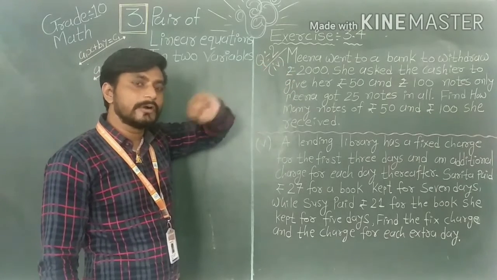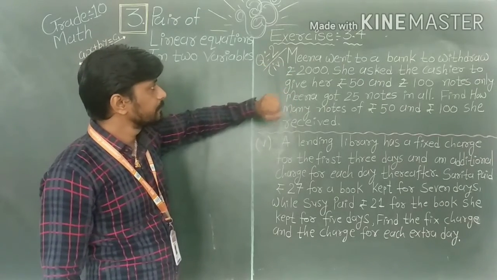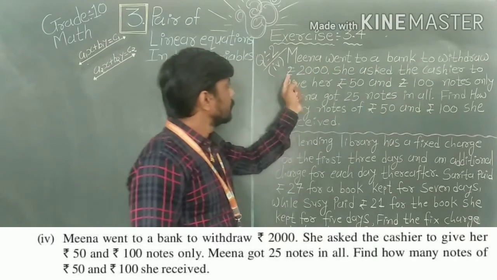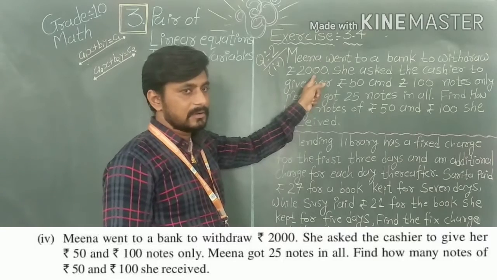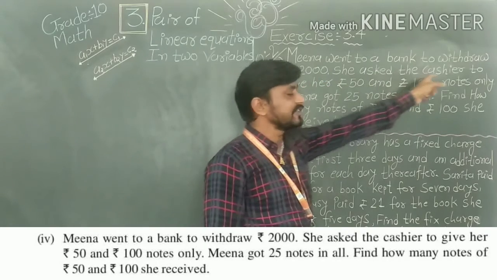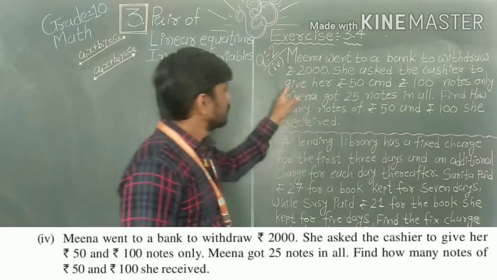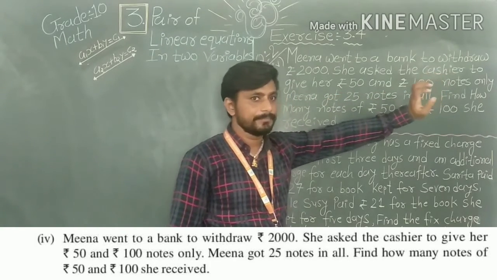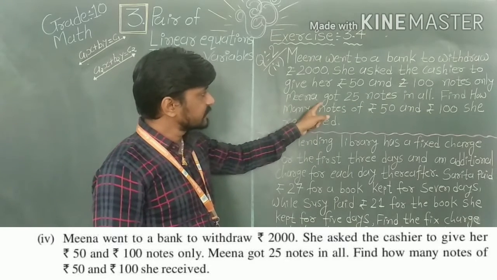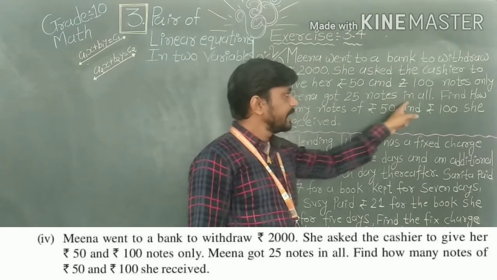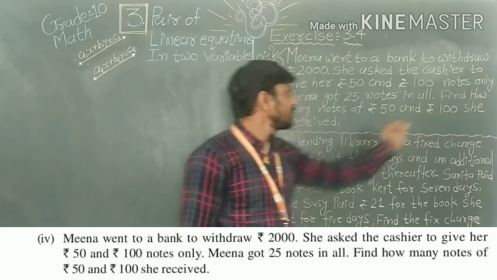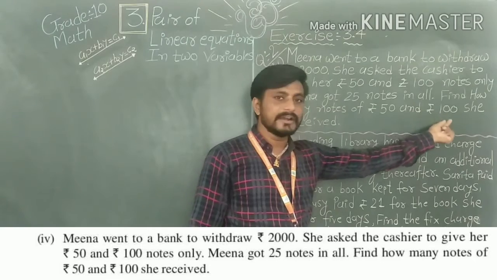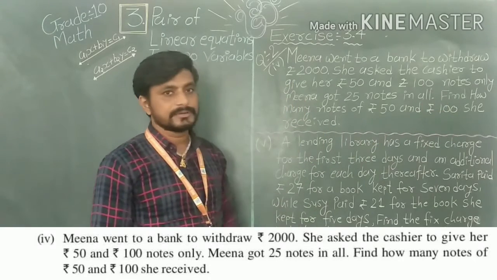Here we have two word problems. The first one is: Meena went to a bank to withdraw rupees 2000. She asked the cashier to give her rupees 50 and rupees 100 notes only. Meena got 25 notes in all. Find how many notes of rupees 50 and rupees 100 she received.